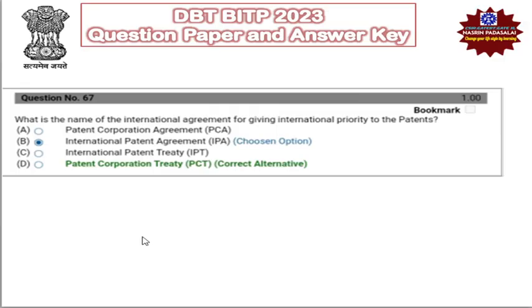Next, what is the name of the international agreement for giving international priority to patents? It was given by PCT, that is, the Patent Cooperation Treaty. It gives the patent holder a right to protect their rights internationally. You are able to protect the patent at international standards. The Patent Cooperation Treaty is an international agreement that was made to give international priority to patents.